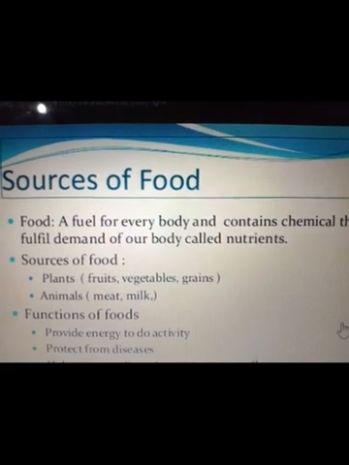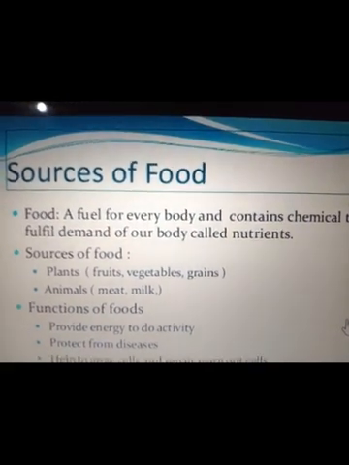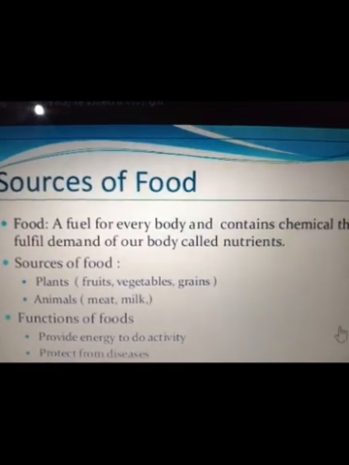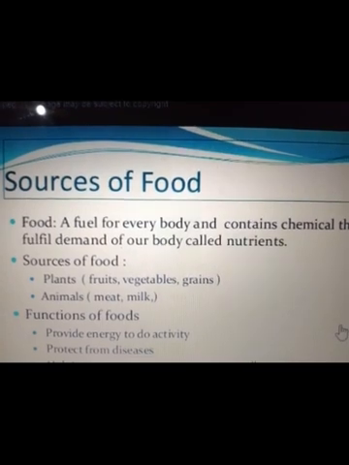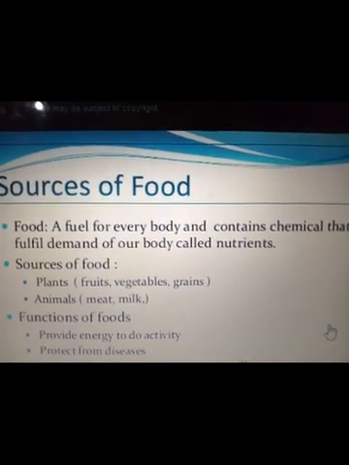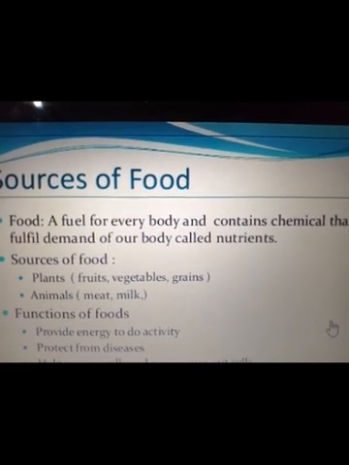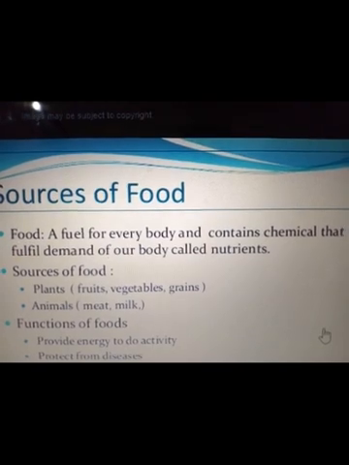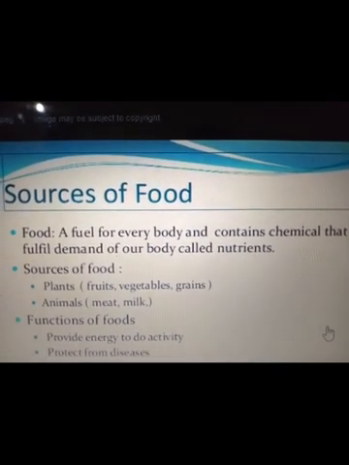Now, what is the function of food? Food provides energy to do activities, plus food protects us from diseases. If we have proper food, then it will keep us away from various diseases. We will be healthy. If we have healthy food, then our body will remain healthy.